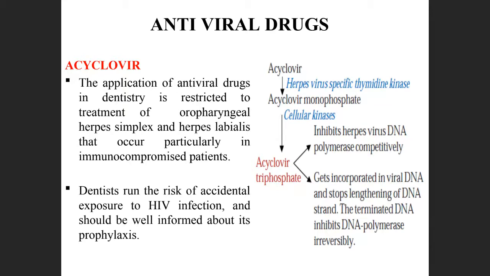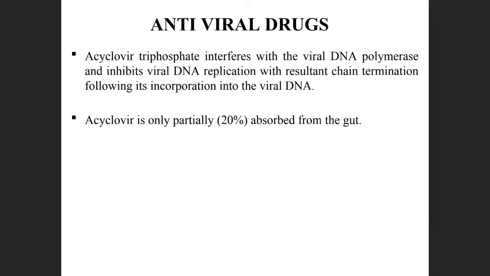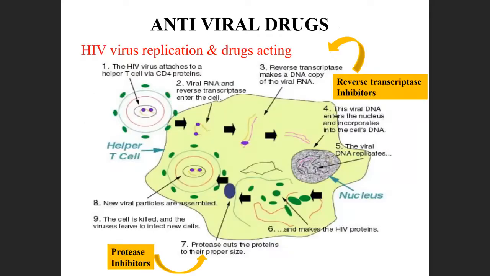So this is about the anti-herpes simplex drug, acyclovir. It is the same mechanism: acyclovir triphosphate is the active form and it interferes with the DNA polymerase enzyme and inhibits the synthesis or replication of the DNA, resulting in the termination of the synthesis of DNA. However, this drug is partly absorbed from the gut.